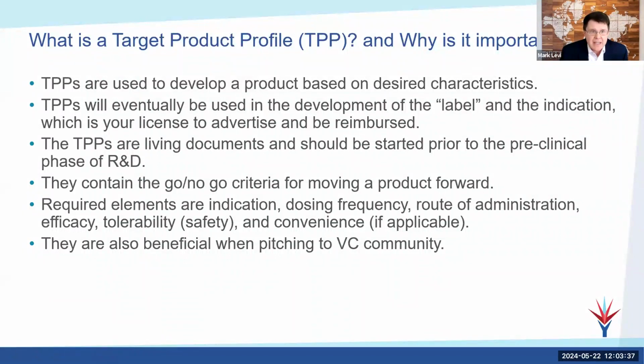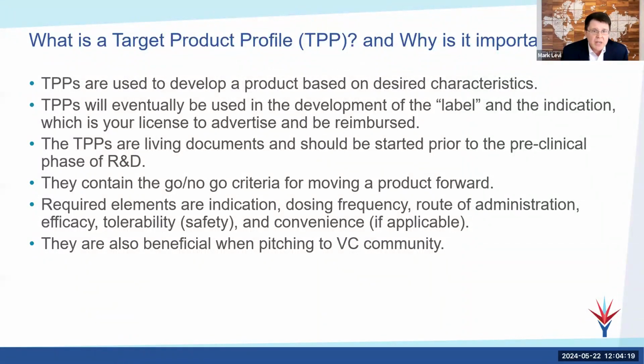So what is a target product profile and why is it important? Well, target product profiles are used in the drug industry and academia as well to develop a product based on desired characteristics. They will eventually be used in the development of the label and the indication. And the indication is your only license in the United States to advertise and seek reimbursement. And these become very important as you get past the approval stage.